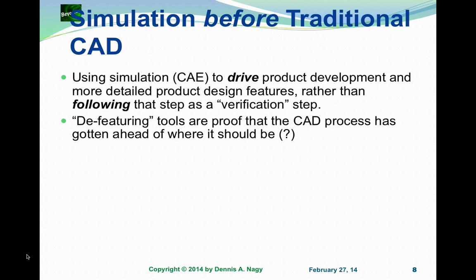In other words, people always talk recently about defeaturing tools. You had to take the CAD geometry and defeature it in order to do certain types of simulation. And so the obvious, almost sarcastic question is, if you have to defeature something, didn't you go too far? And shouldn't you really be determining those features after you've nailed down the basic design with some good simulation?